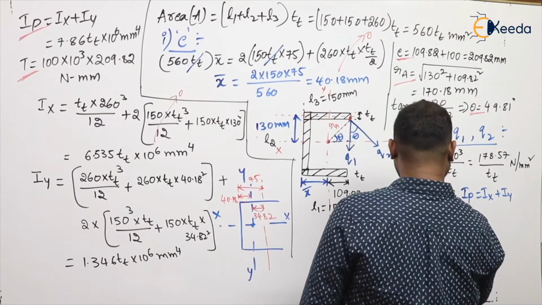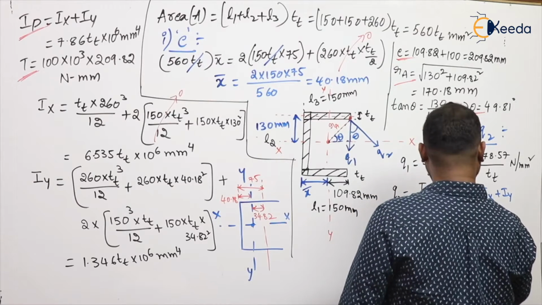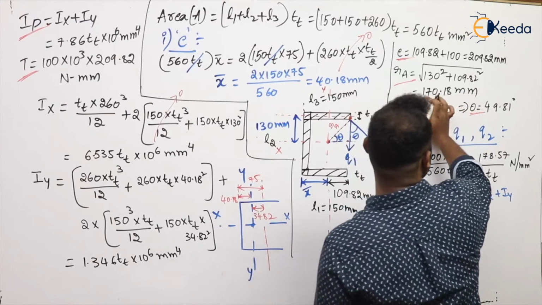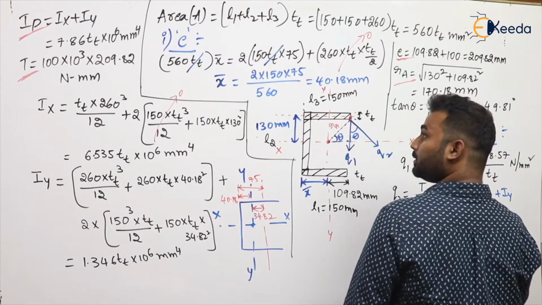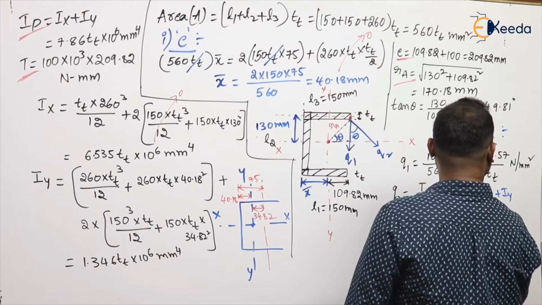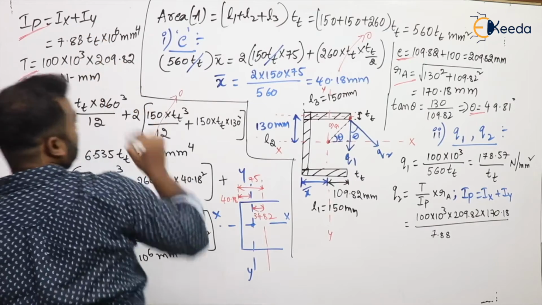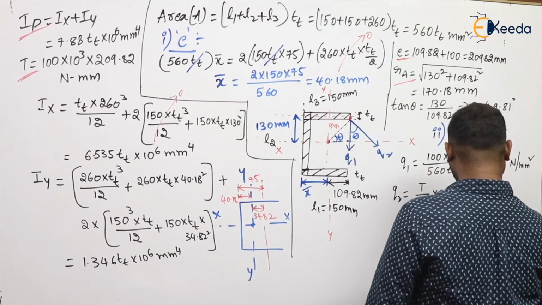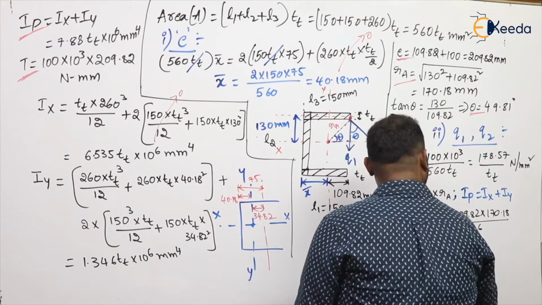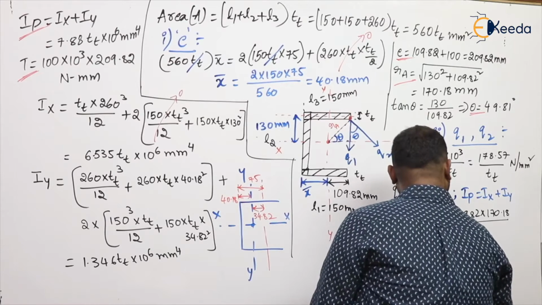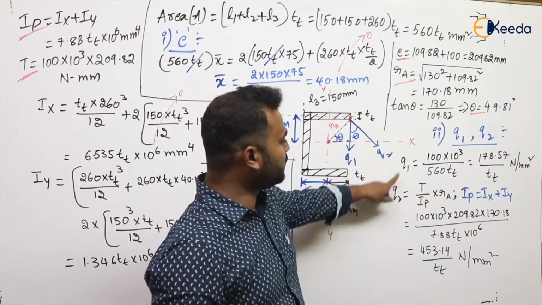That is 100 into 10 cube into 209.82 into RA, how much? RA is 170.18 divided by IP, which is 7.88, not 8688, 7.88 TT into 10 to the power 6. So upon simplifying, we are going to get Q2 as 453.14 by TT Newton per mm square. Right? These are Q1 and Q2.